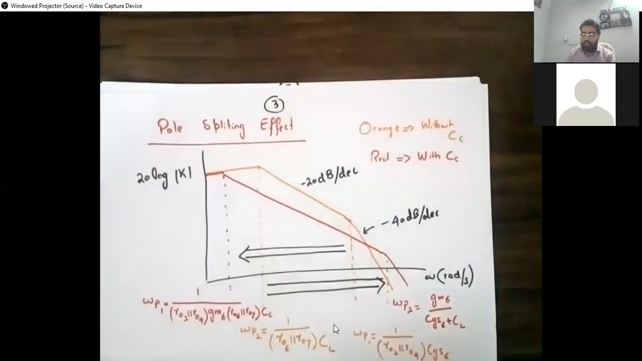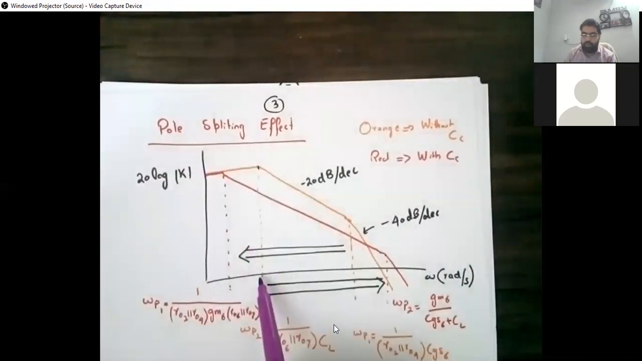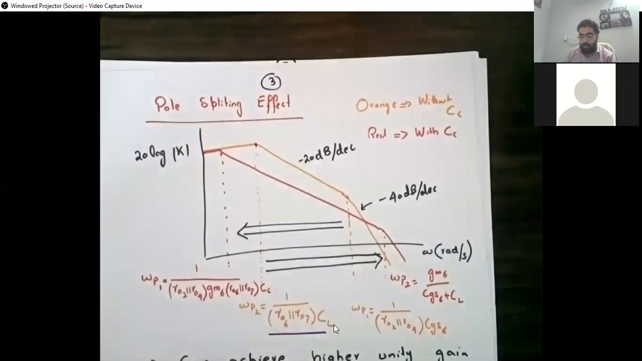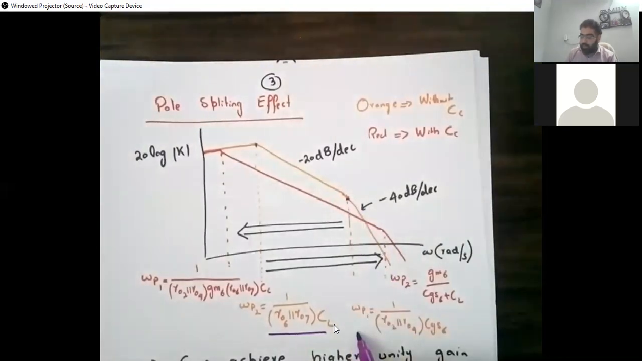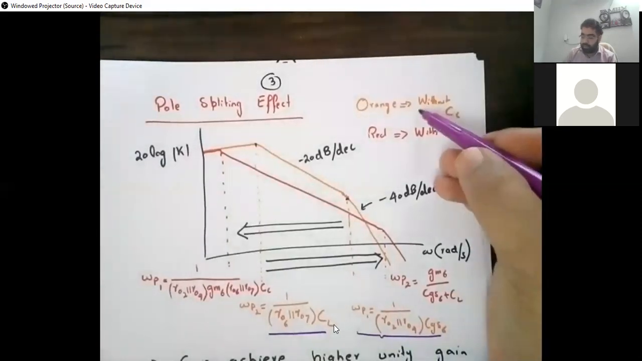That original orange curve was here. The omega P2 was coming here because the omega P2 was the dominant pole that was deciding the bandwidth, and its relation was RO6 in parallel with RO7 times CL. Then after some time, we are going to have the second pole. The second pole was omega P1, which was RO2 in parallel with RO4 times CGS6. So that was the expression when there was no compensation capacitor, the orange one.